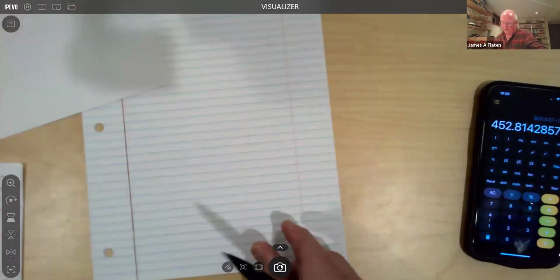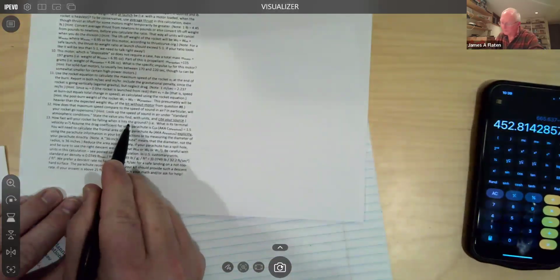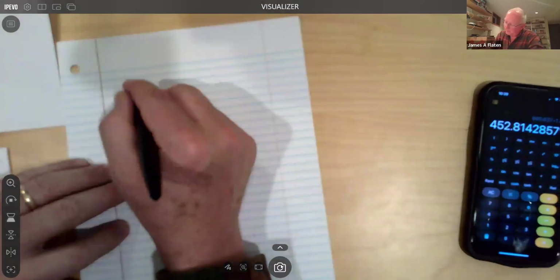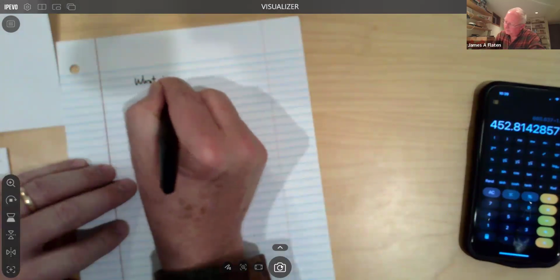Okay, last calculation, also from the same homework, and that has to do with parachutes. Here's the question: how fast will your rocket be falling when it hits the ground? So what is its terminal velocity? What is terminal velocity?